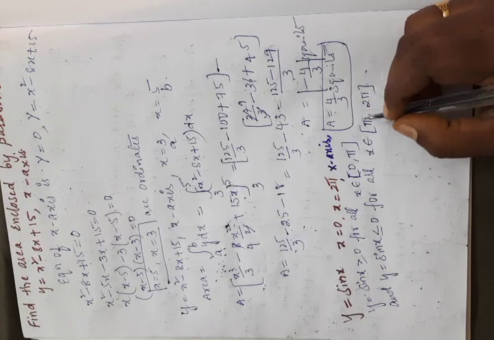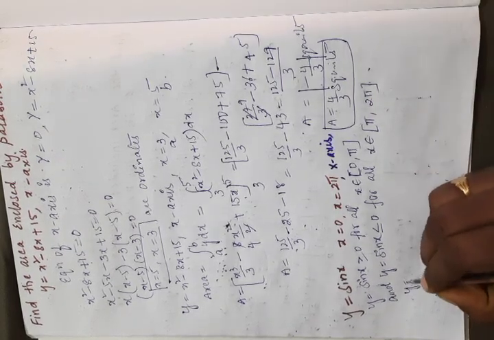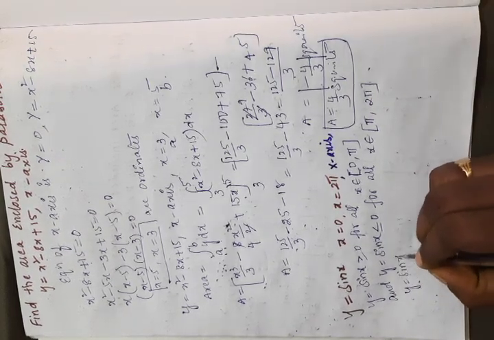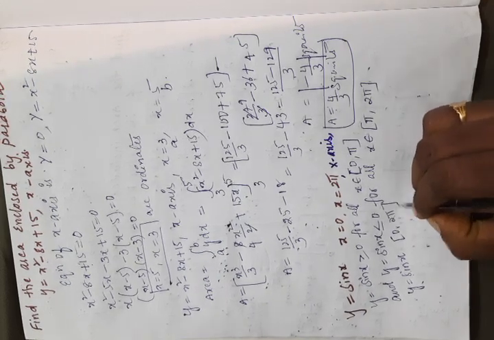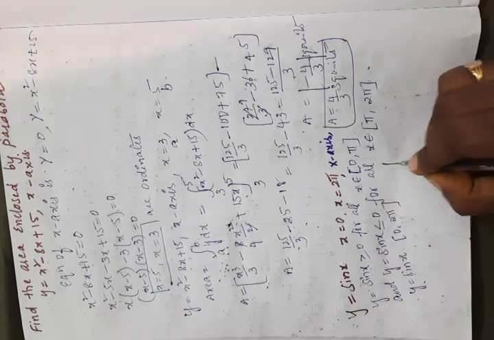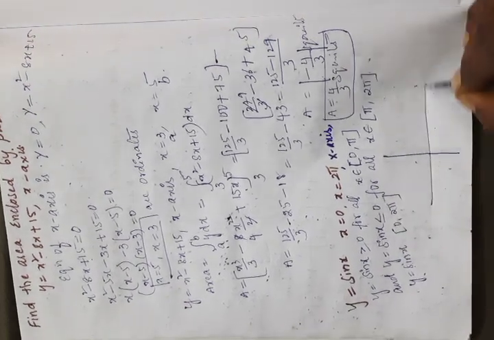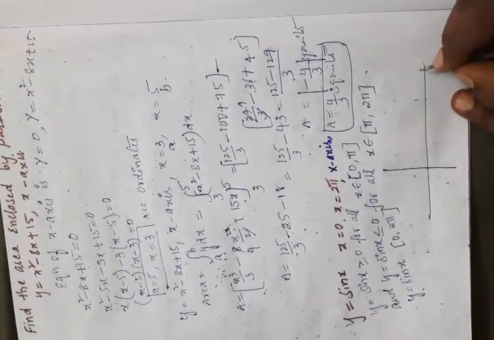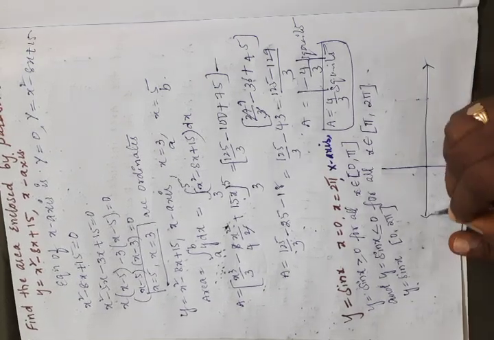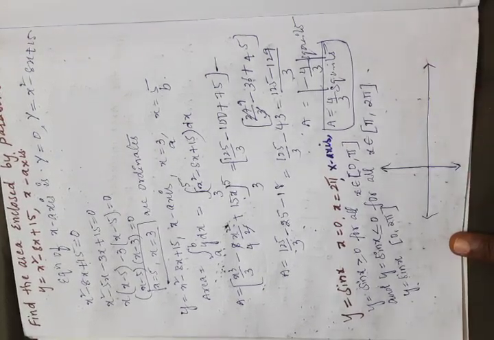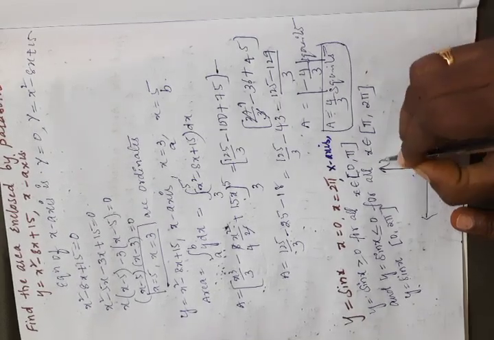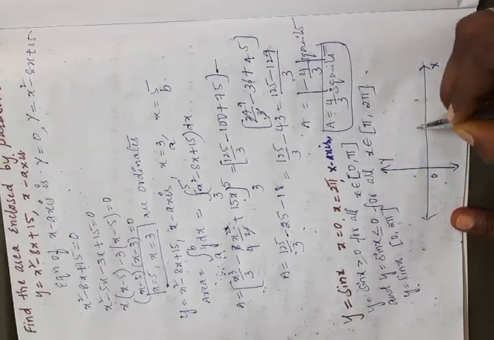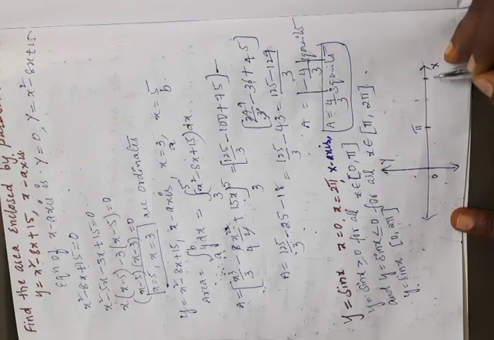So the graph of y is equal to sin x between the limits 0 to 2 pi is as follows. So here is 0, x-axis, y-axis, this is pi, this is 2 pi.